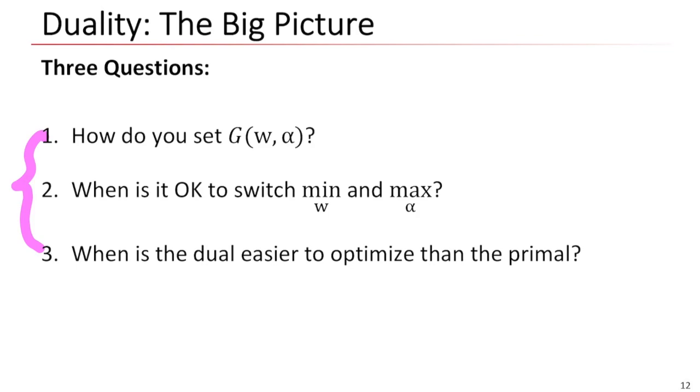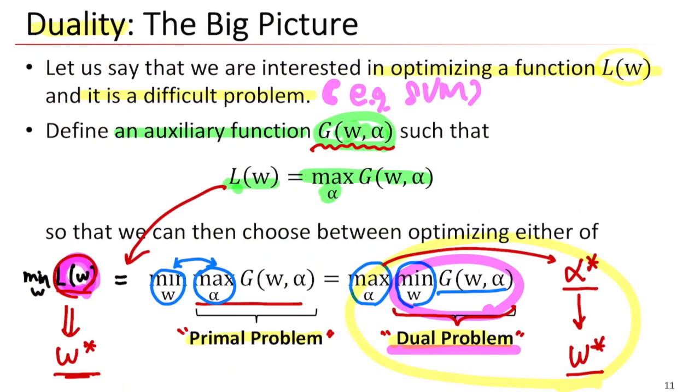how do we set this auxiliary function? Okay, let's say there is some original function here. Then we want to find this auxiliary function, right? Then we have to check when is it okay to switch the minimization in terms of W and maximization in terms of alpha. Okay, so to solve this one, right?